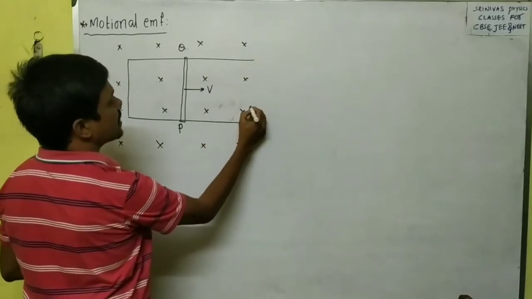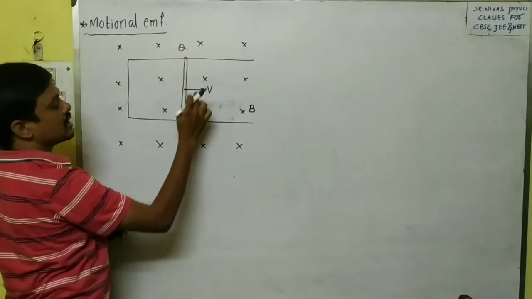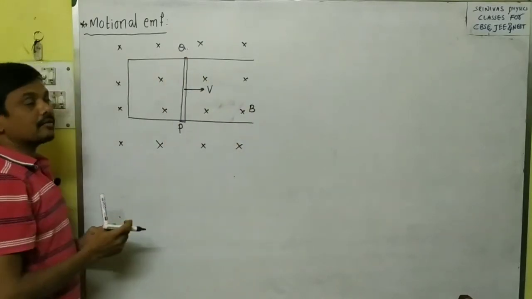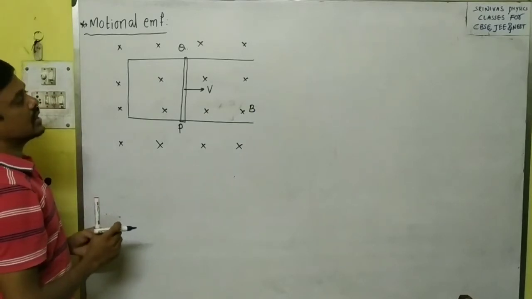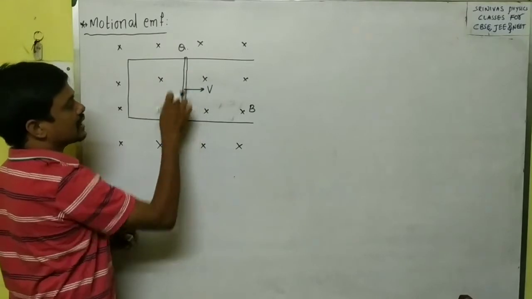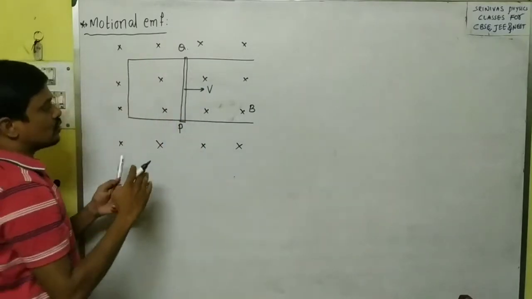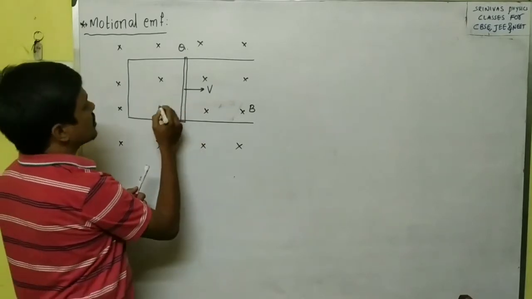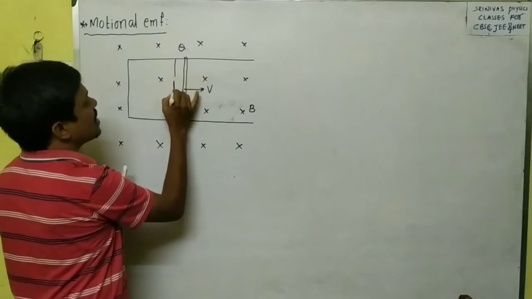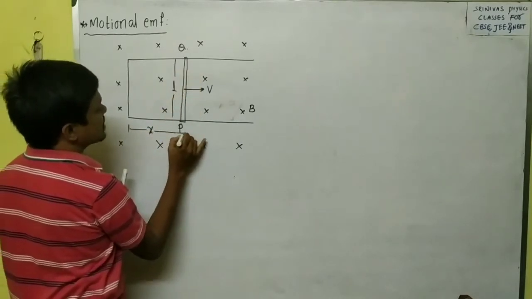of induction B. What is happening here? This conductor is moving with velocity v in the magnetic field of induction B. When we move this conductor with a certain velocity, this is the situation. Now, for example, the length of the conductor is L and the distance of the conductor from one end is x.